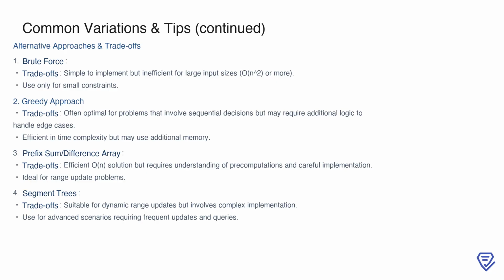The prefix sum or difference array technique offers an efficient O(n) solution, making it ideal for range update problems. However, it requires a solid understanding of pre-computations and careful implementation to avoid mistakes. For more advanced scenarios, segment trees are a powerful tool for dynamic range updates, but they come with a steep learning curve and involve complex implementation. Choosing the right approach depends on the constraints and requirements of the problem, so weigh these trade-offs carefully to arrive at the most effective solution.